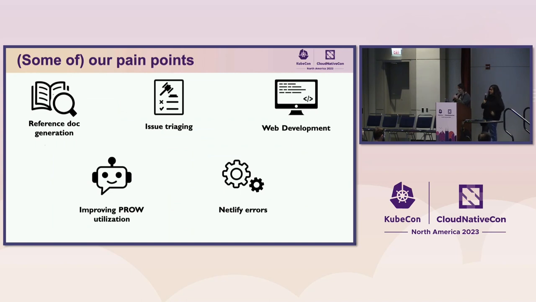Yeah, definitely. We mentioned a couple earlier, but we'll just go over them again right now. The first pain point, or one of the pain points that we have, is reference documentation generation, which is something that is really underloved and undisturbed in the Kubernetes project, despite being very integral to our releases 3 times a year. And it's something that we are desperately looking for help for, and not just help, but also people who want to have autonomy and ownership over an integral part of the project like this. Another pain point is issue triaging.